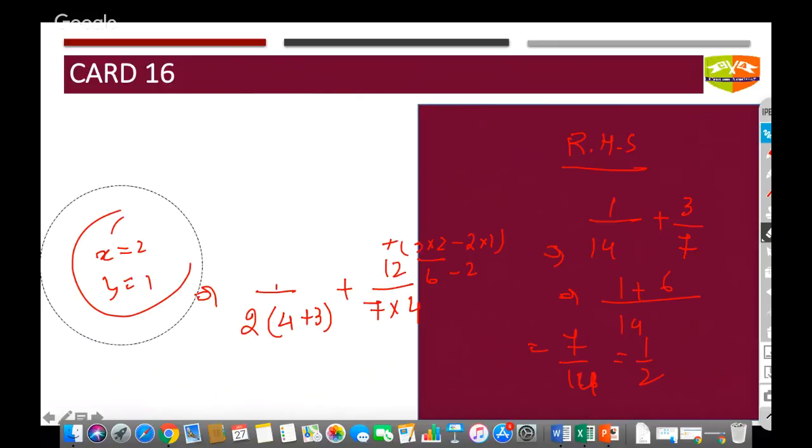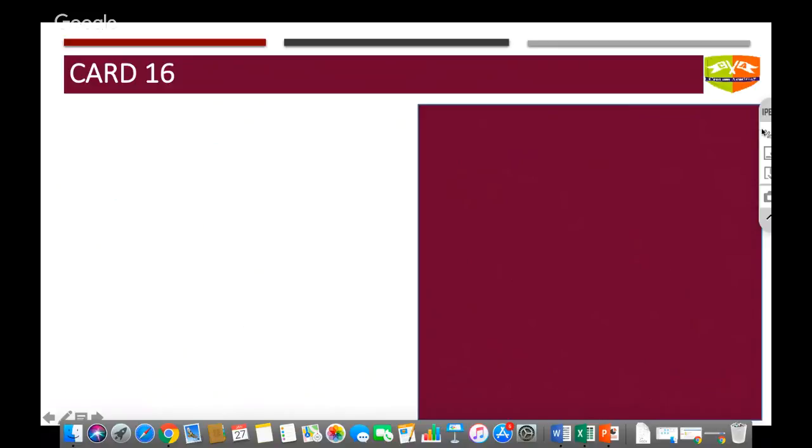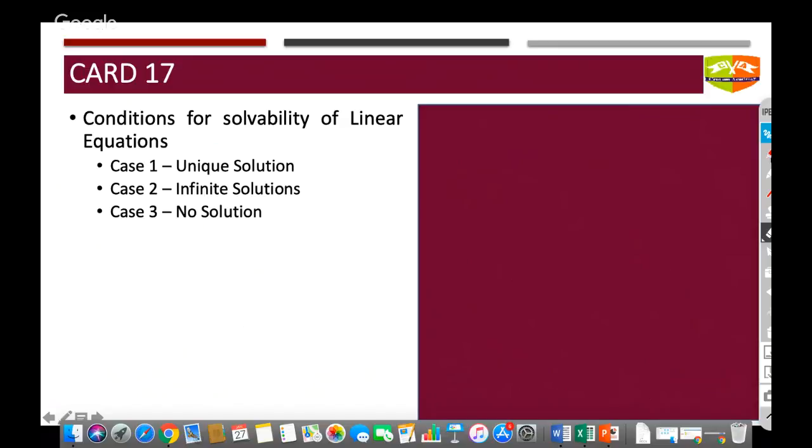So in this kind of question, don't just leave the answer by just getting it on the rough paper. You should definitely put the values of x and y as I did, and you should find out the values. So this is how it is.